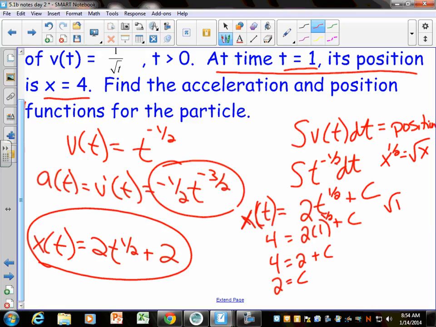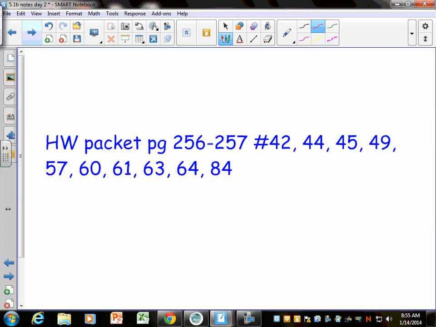So today's homework is a lot shorter than yesterday's homework, but there's more problems like this where you have to talk about acceleration, velocity, position. Think about that. I think I have a homework sheet for you, too. This is 5-1-B, or 5-1-day 2. No, packet.